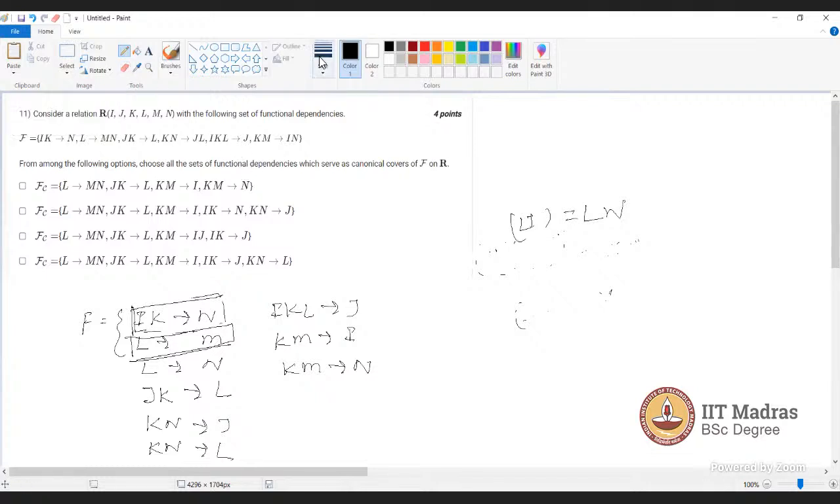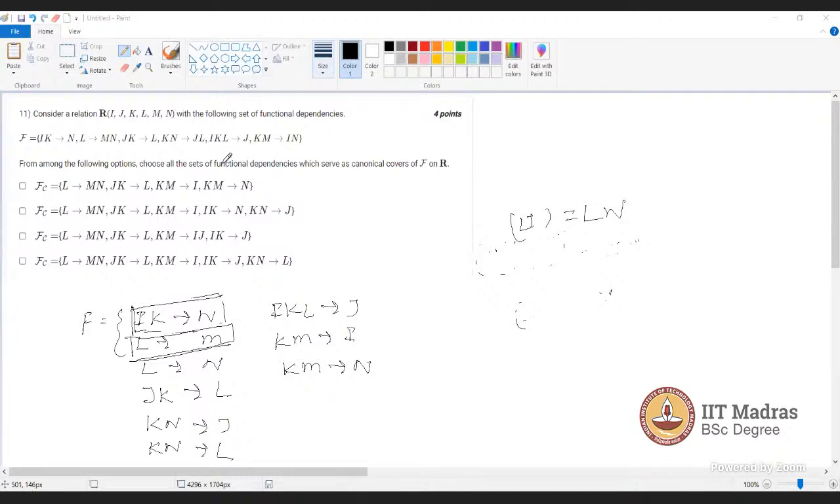But the method that we are following will take a long time, no? Because of the options. If you go to the definition of canonical cover, it is the set of functional dependencies which can be inferred from the given functional dependencies. If I am able to find all the functional dependencies from F in FC and vice versa, then I can say that FC is a canonical cover for F.